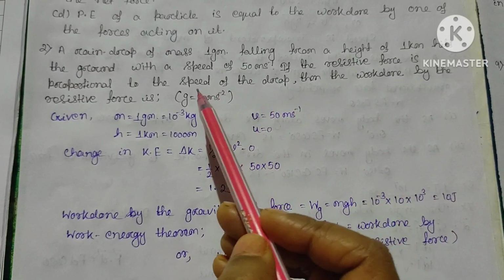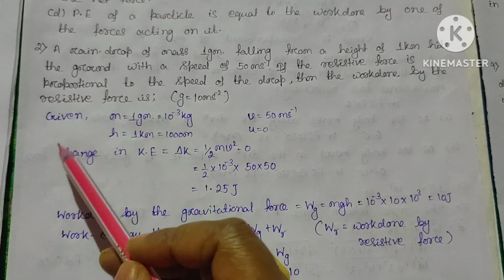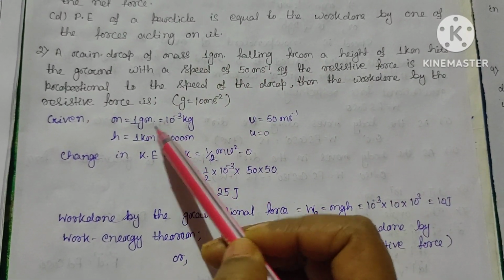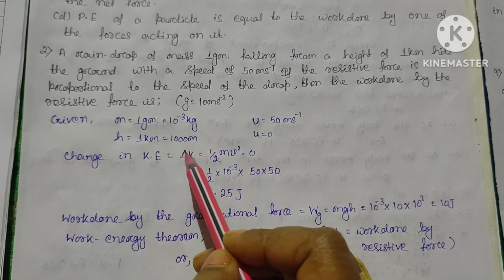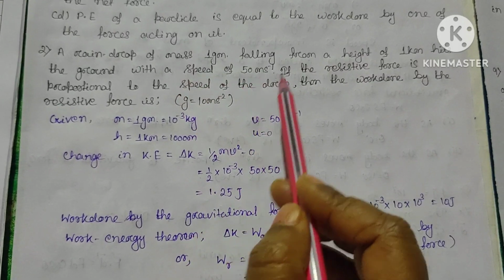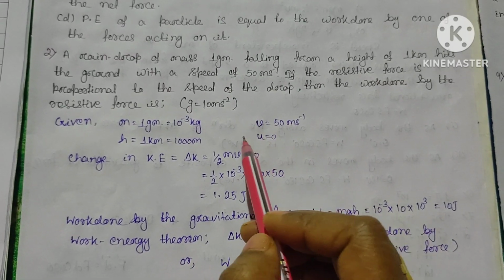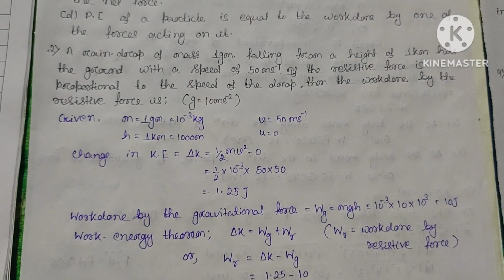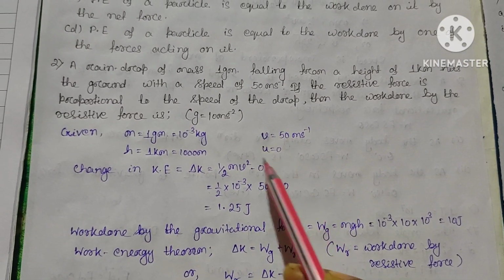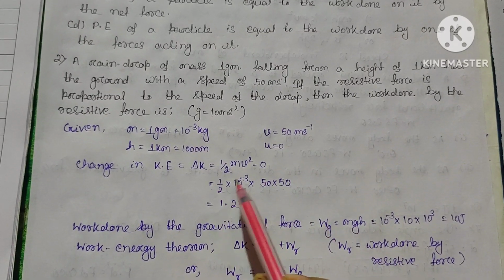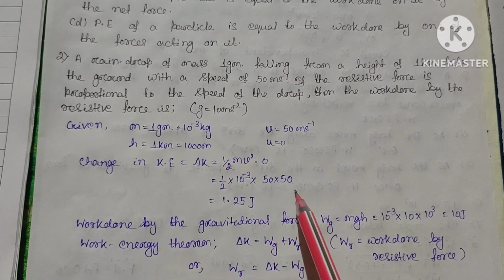If the resistive force is proportional to the speed of the drop, then the work done by the resistive force is? What is given? So given mass is 1 gram, that is 10 power minus 3 kg. Again height is given 1 kilometer, that is 1000 meter, and its speed is 50 meter per second. Because its initial speed is u equal to 0 and its final speed is 50 meter per second, the change in kinetic energy is half mv square minus half mu square. Since u is 0, the second term goes to 0, and half mv square results to 1.25 joule by putting the m and v values.